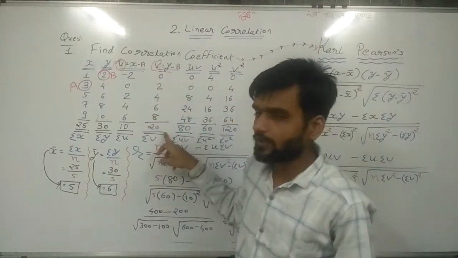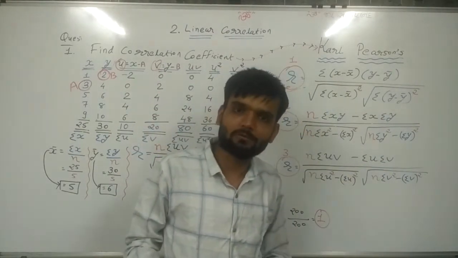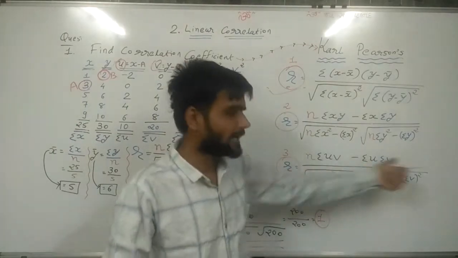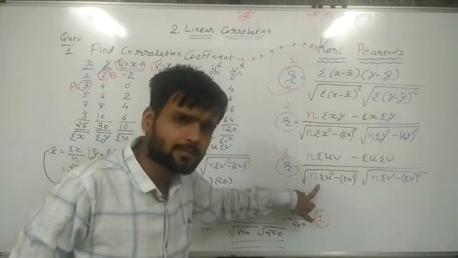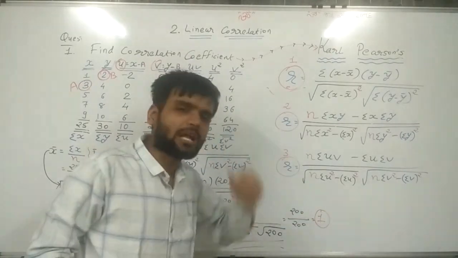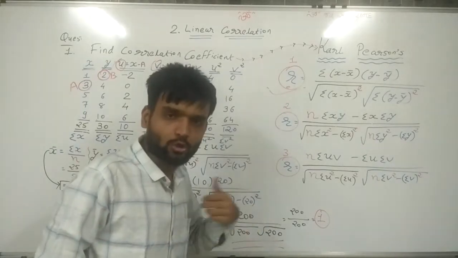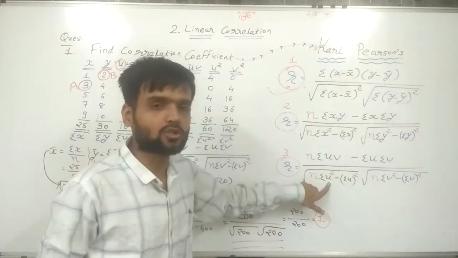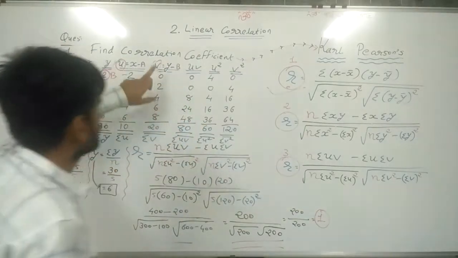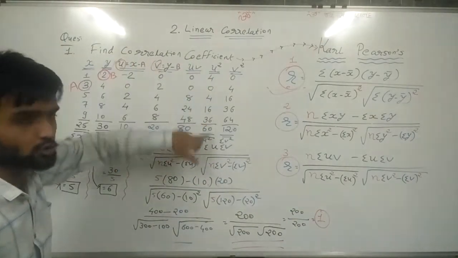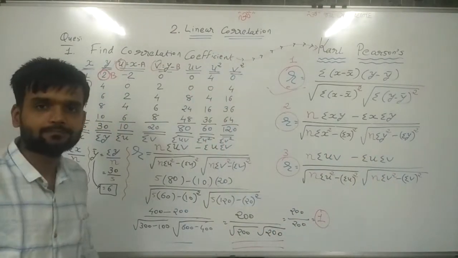By making the total of v, we get sigma v. So sigma u and sigma v we can find. Divide by root n sigma u square. Now what about n sigma u square? So n is 5, which we know. Now sigma u square. So first of all we need to find u square. So here u is given, u square we need to find. Same way v square we need to find.